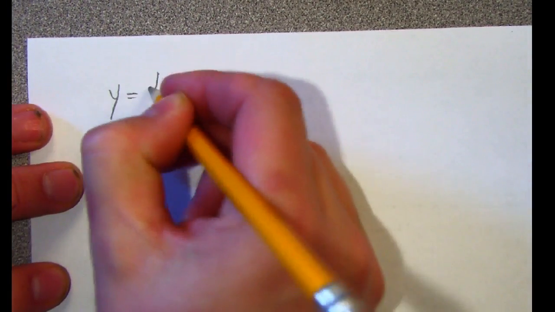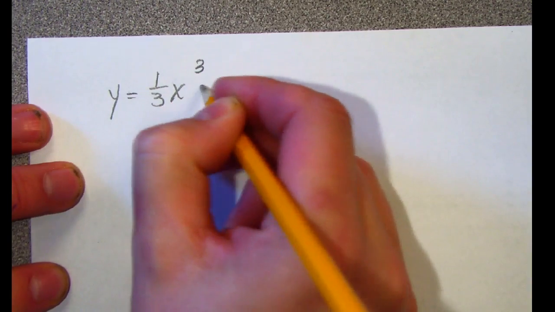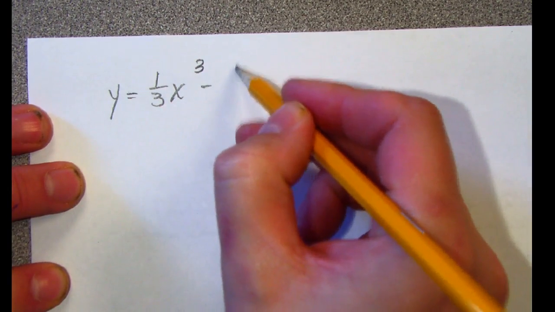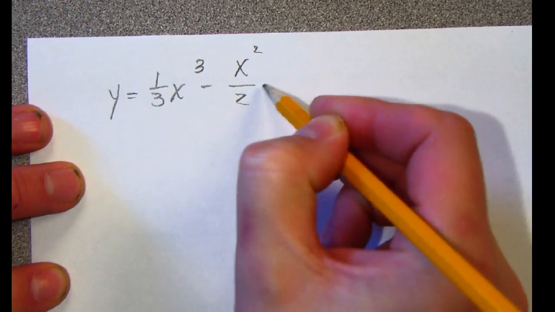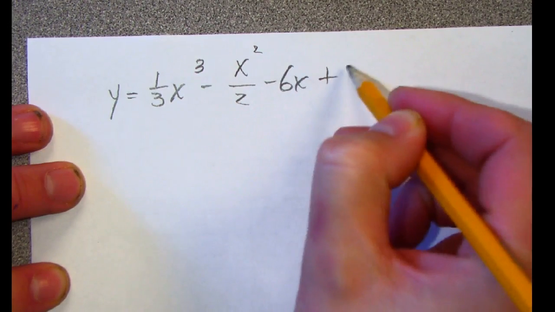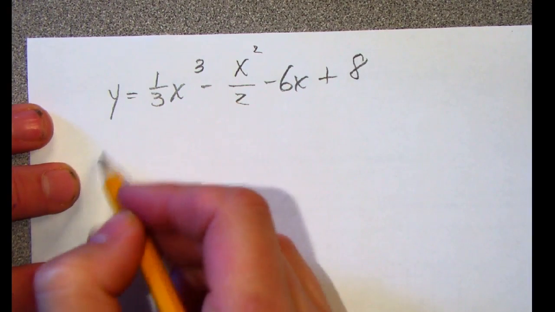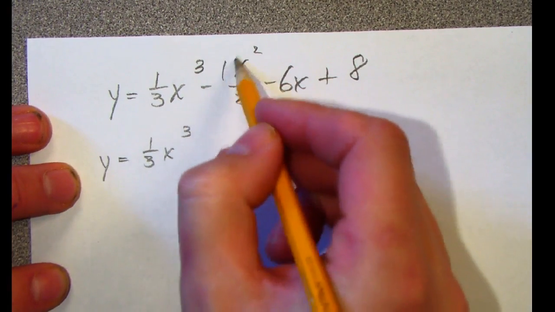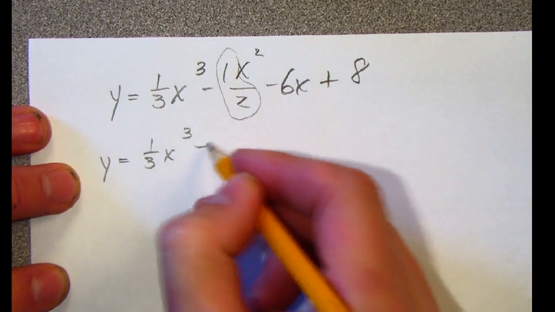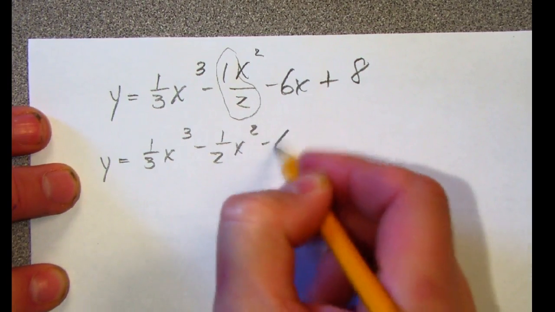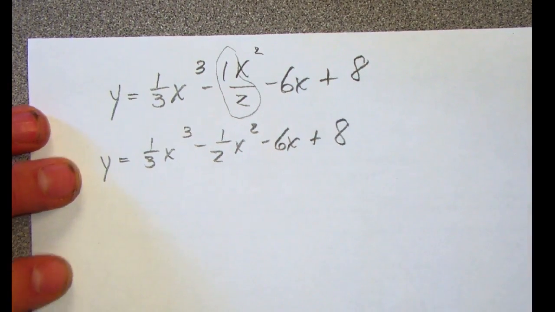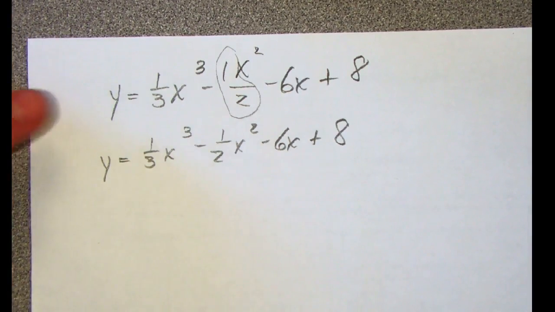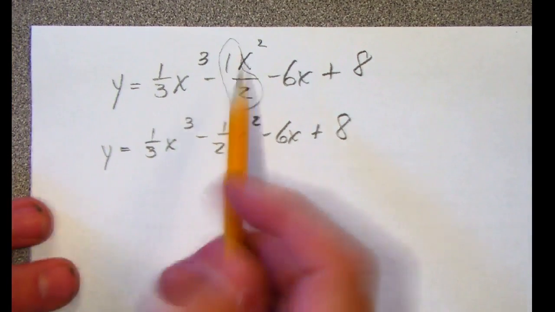Alright, let's say y equals 1/3 x to the third minus x squared over 2 minus 6x plus 8. Some of you, I think, are better at this than others. I'm going to rewrite the original equation first and just pull that 1/2 out. I didn't take a derivative, I just rewrote this second thing.